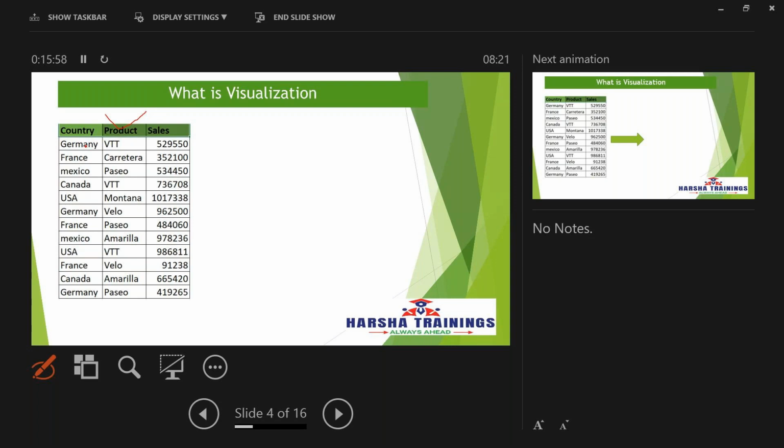So I need to calculate the Germany total sales. It means the Germany values. How many Germany values are there? I need to calculate these three values, and I'll get the total sales. Apart from that, I need to calculate France. How many France sales are there? I need to calculate that. So like this, I need to calculate. Yes or no?